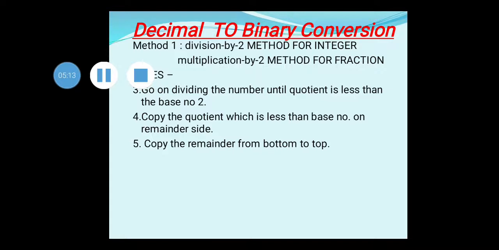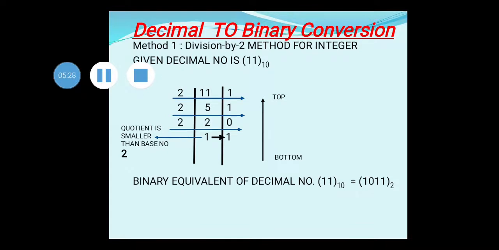And after dividing, the binary number which you get is nothing but the remainder, but the only thing is you have to copy from bottom to top. Now you will come to know from the coming example. So now consider this example of 11 which we are doing.